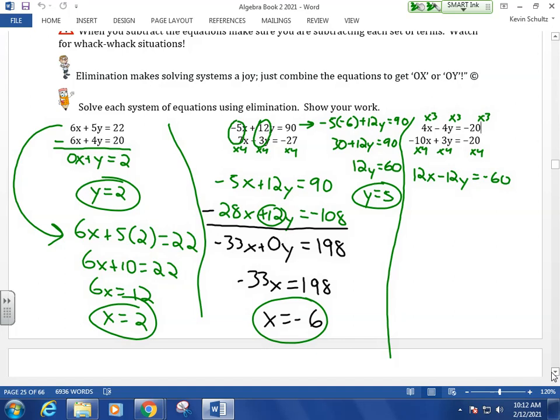Yes? Does it matter if it's negative? Like, shouldn't the top be negative 3 so that it could be? It doesn't. It doesn't matter. That's a good thought. And I'll show you why it doesn't matter shortly here.